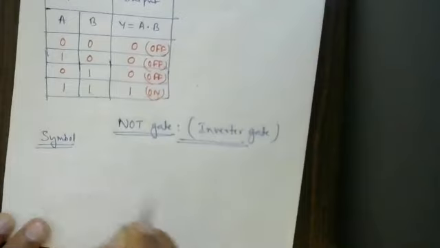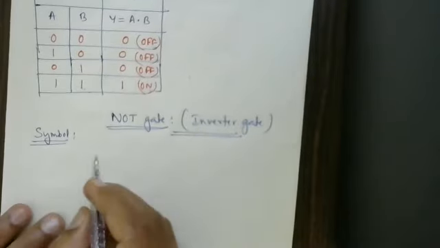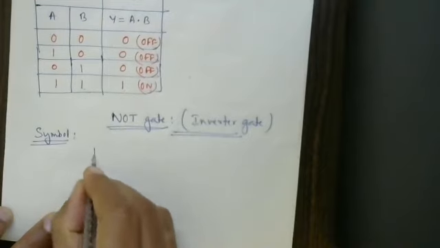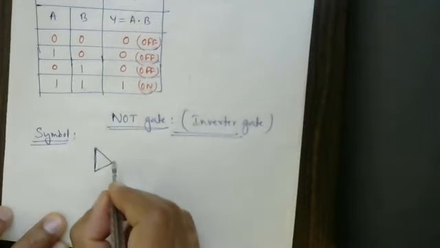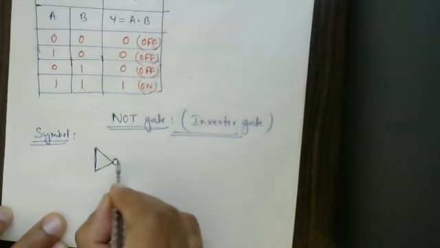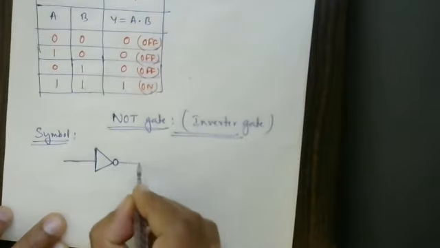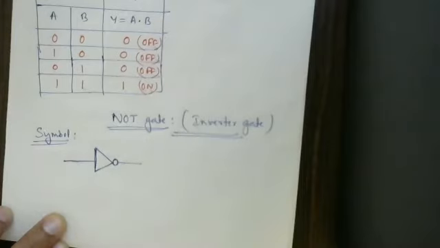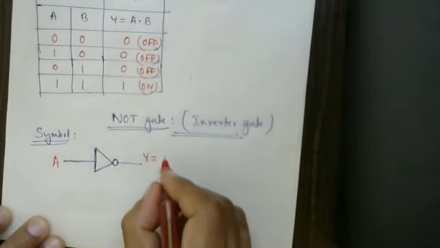First idea under NOT gate: the symbol. 2 marks question: write the circuit symbol for NOT gate. Very easy concepts, the easiest chapter this is. This is the symbol, and we are supposed to put one bubble here. Not a dot, a bubble. There is an input and this is an output. The input I will take as A. The output I will consider as Y is equal to A bar.